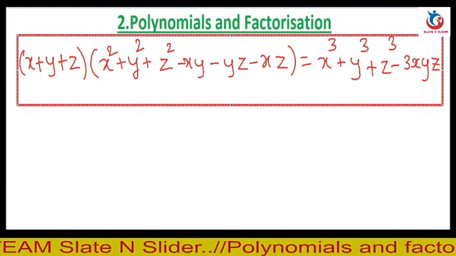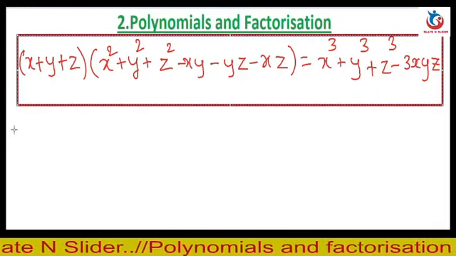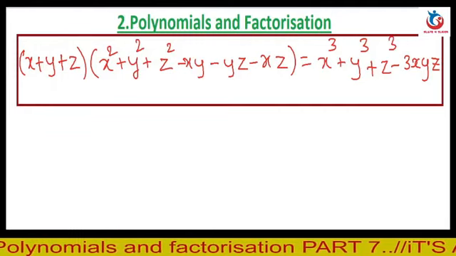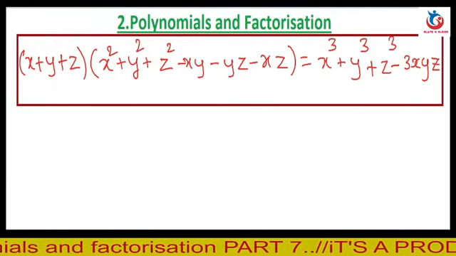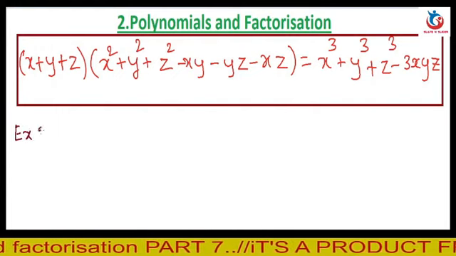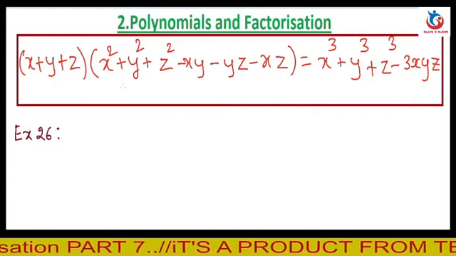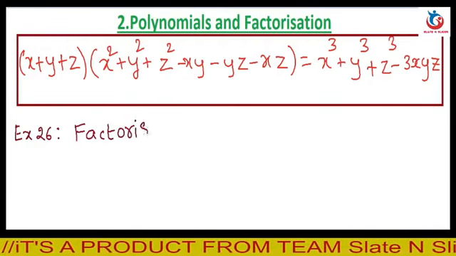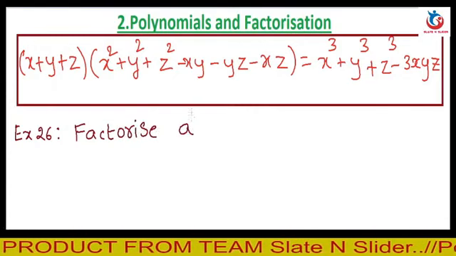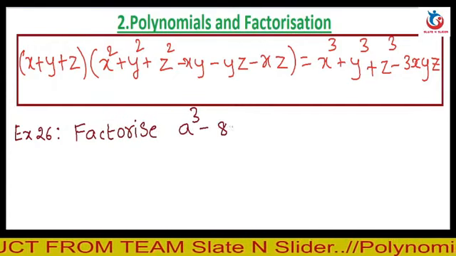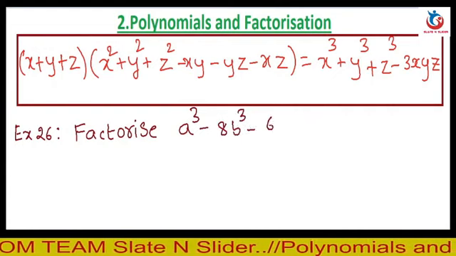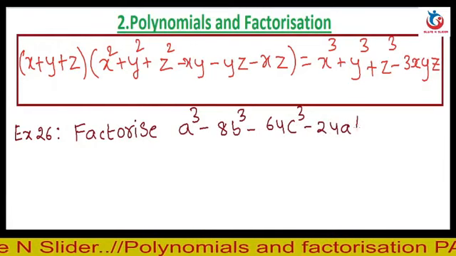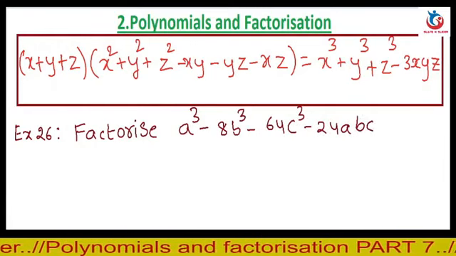So let us discuss example 26. This example 26 is on this identity only, that is, factorize a cube minus 8b cube minus 64c cube minus 24abc. So this we have to factorize.